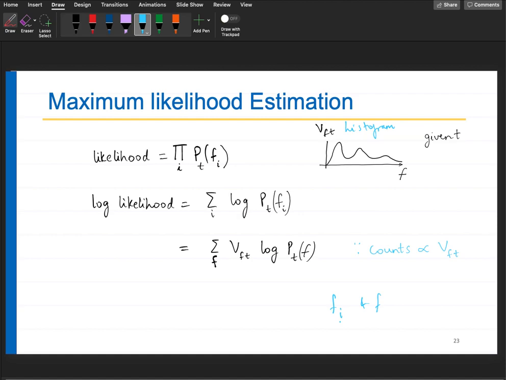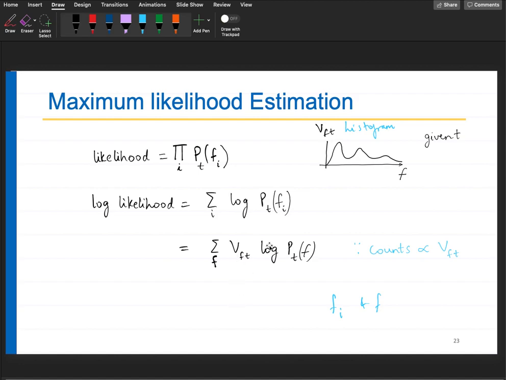When you do sample, this was a question in midsem also. Many of you did it right. Some of you also did it wrong. So there's a difference between samples and the number line. f_i are the samples, f is the number line, right? So this is how you convert your equation from samples to the number line by just multiplying with the counts, right?